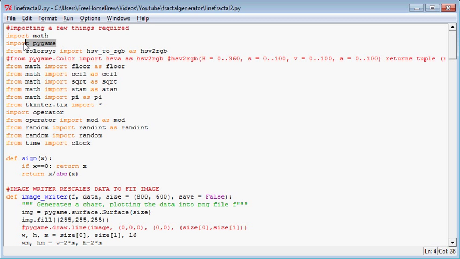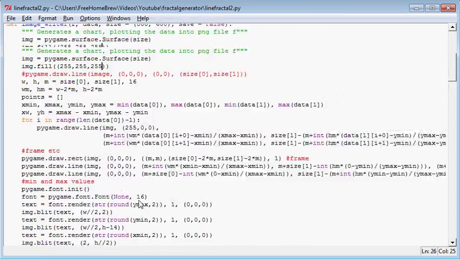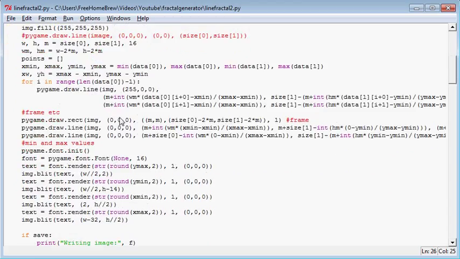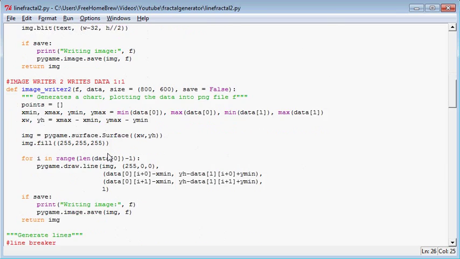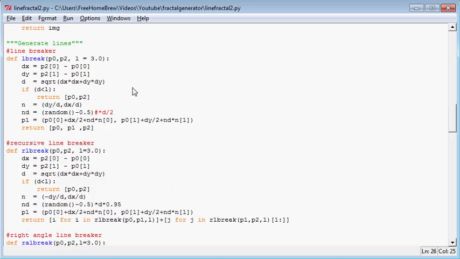So I need Pygame for the image export, and I need the random for the noise. This is an image writer. This basically exports the image of the fractal. This one as well. Okay, here we go.